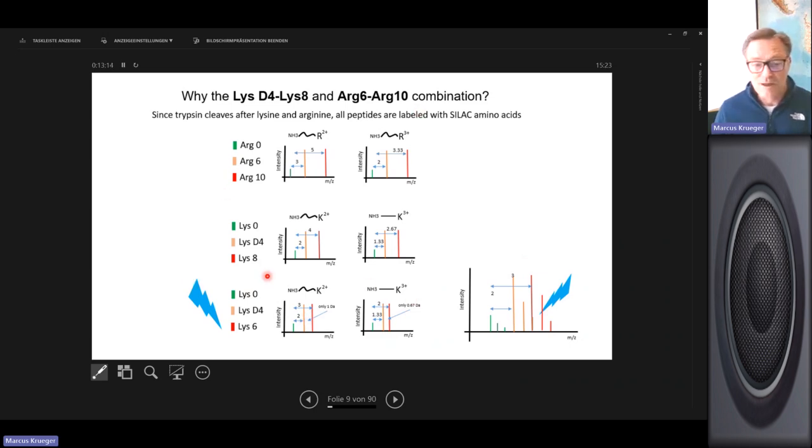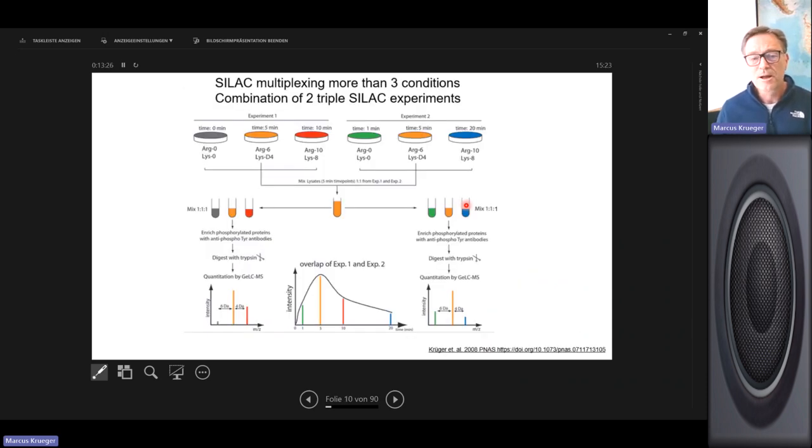So this is basically the combination of choice for a double triple SILAC experiment, right? When labeling with arginine and lysine and having 3 conditions. Okay, 3 conditions. How do you get more than that? If you want to increase the multiplexing, you combine 2 of these triple SILAC experiments, right? And this is just one example of what I did a couple of years ago when I started my lab experience with SILAC. Because we had 5 conditions, right? Or we wanted to analyze 5 conditions.